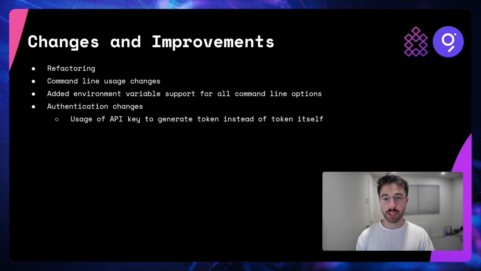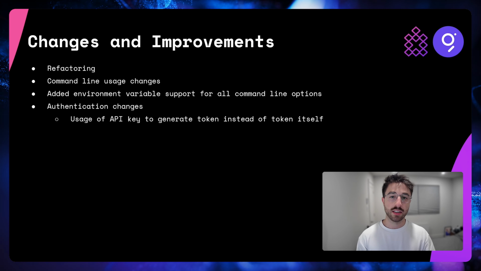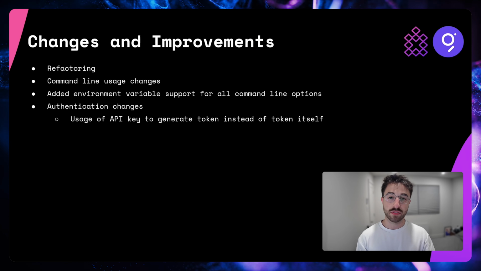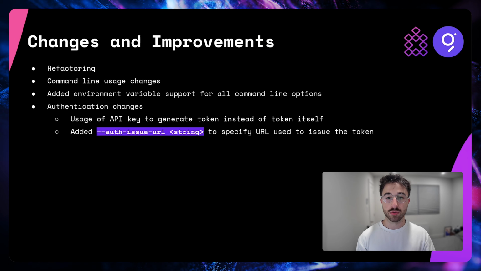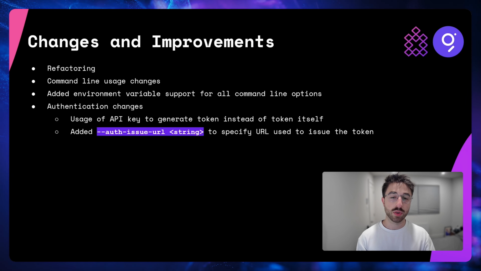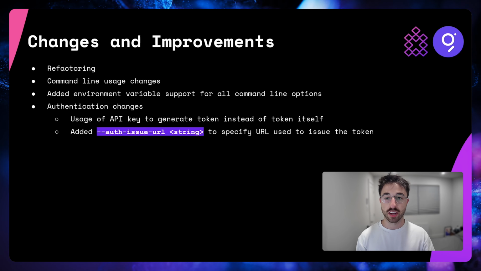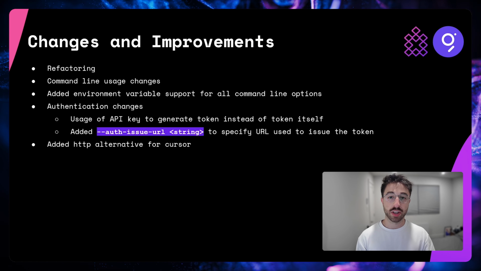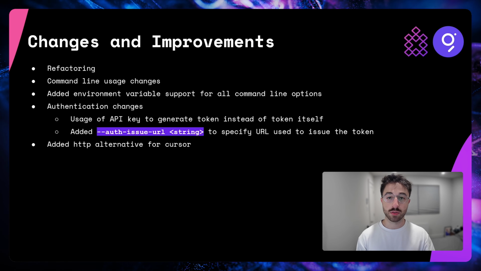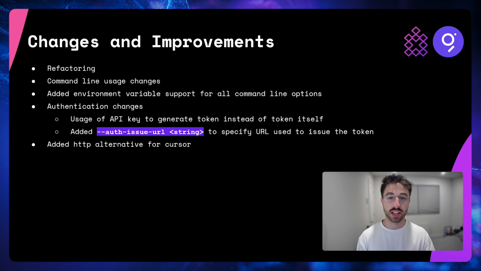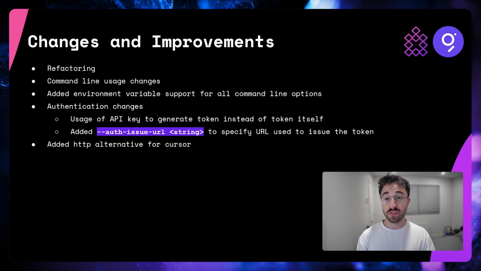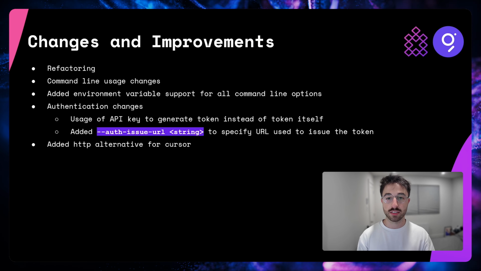Token generation can now be done using the API key instead of giving the token itself. The user can also specify the URL to use to issue the token with the auth issue URL command line option. There's now an alternative to file cursor with the possibility to give a URL to the cursor path command line option to specify where to fetch and store the cursor content.